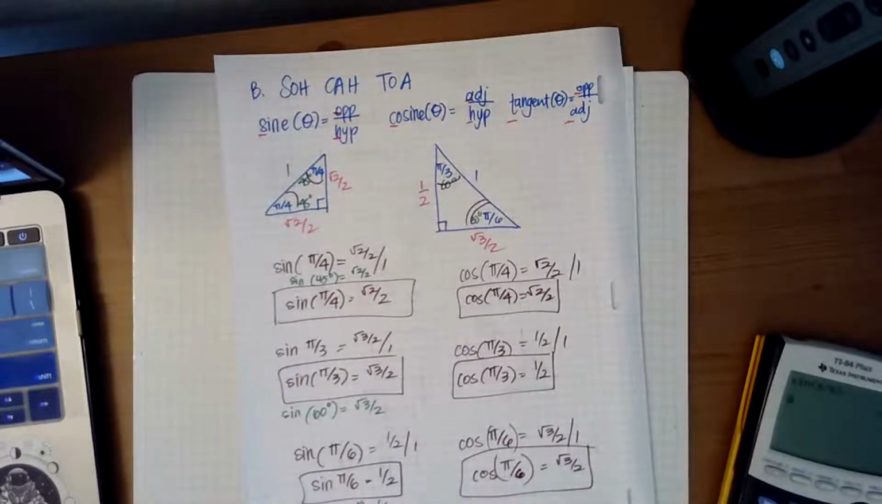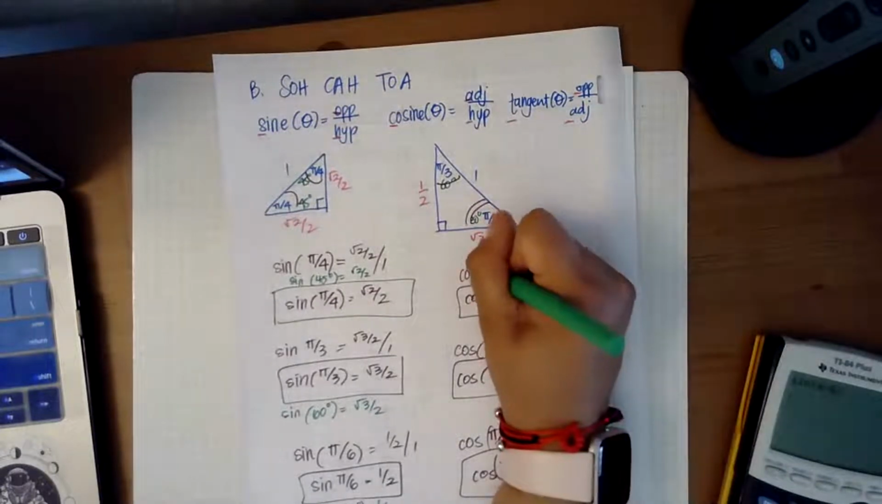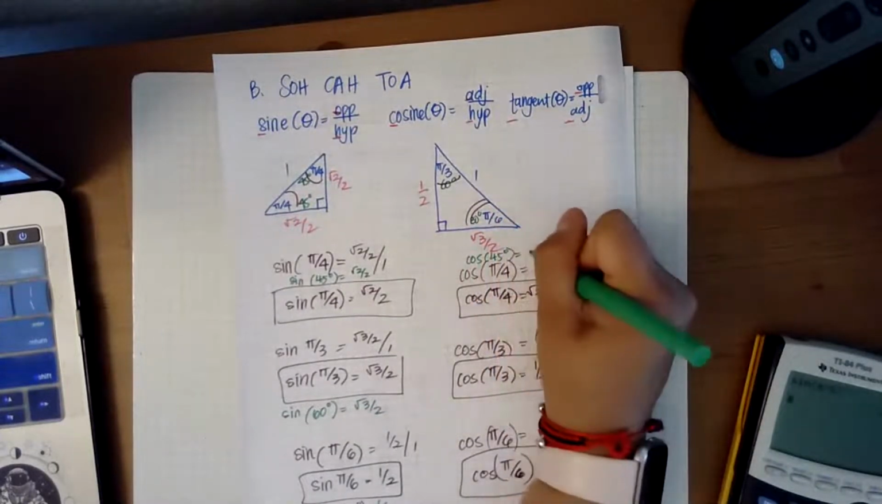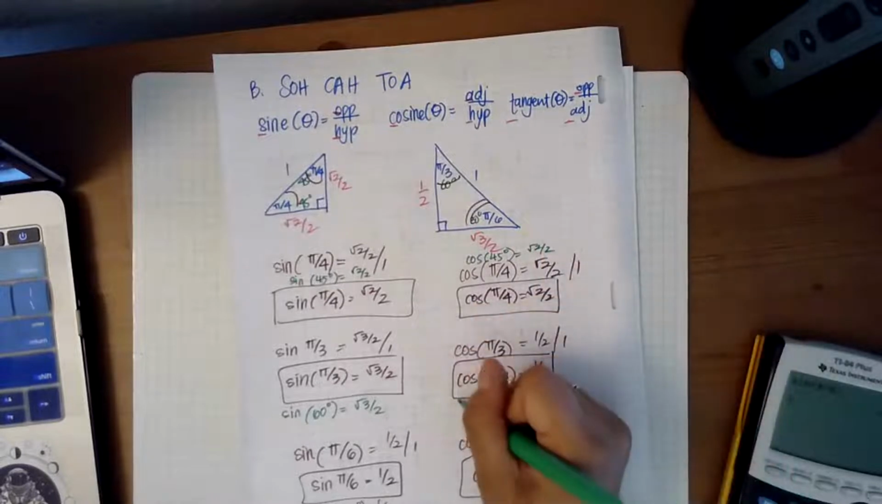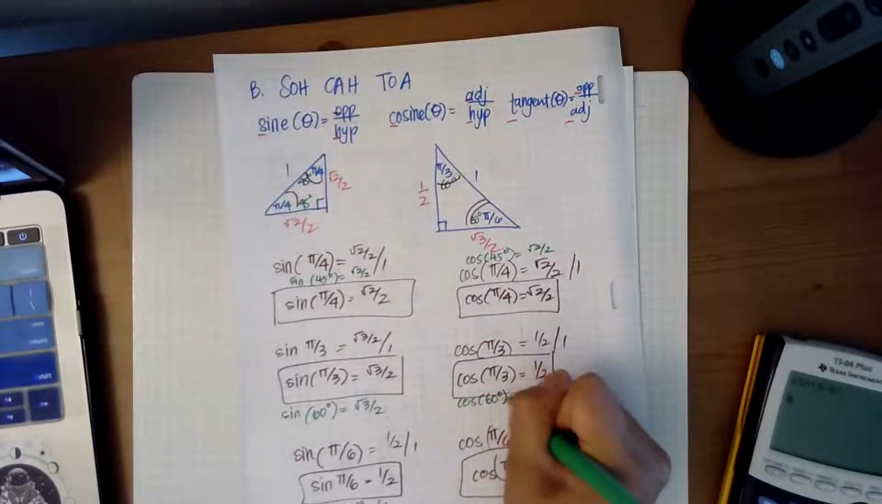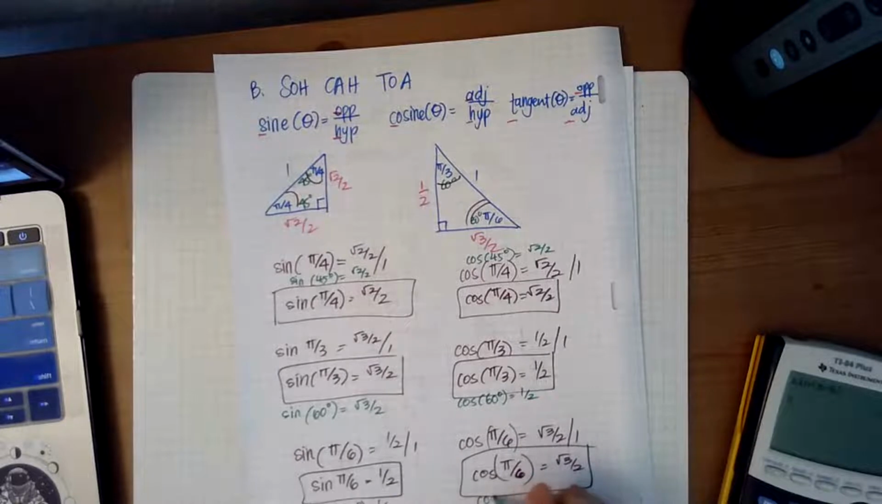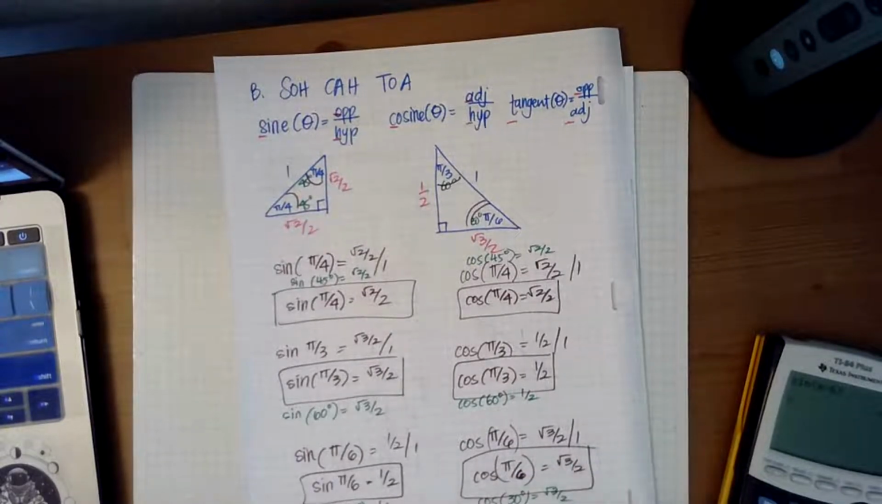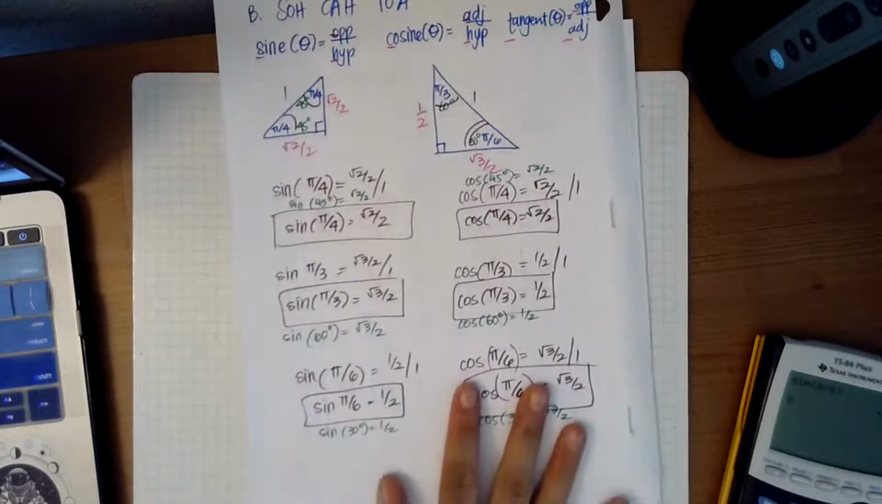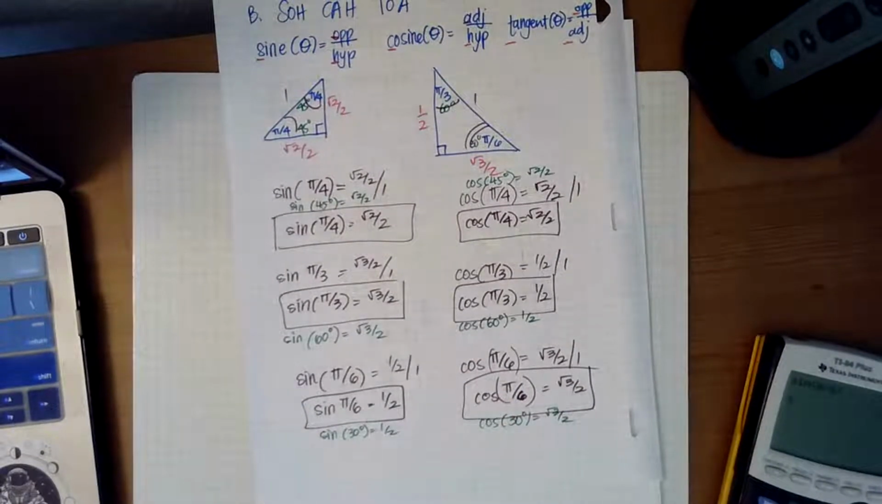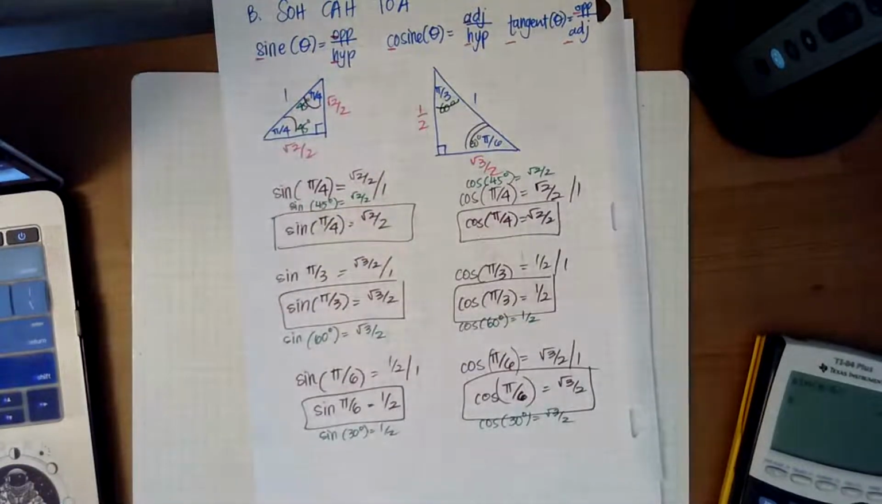So what does this mean? Cosine of 45 degrees is radical 2 over 2. Cosine of 60 degrees is 1/2. And cosine of 30 degrees is radical 3 over 2. Okay? It's important that we recognize all of that because now we're going to combine them together. Now we're going to put all of this information into the unit circle.